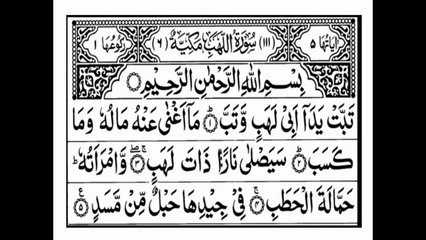Yada. Stretch the dal. This is the smallest mud, the length is 3 seconds. Yada. Abi. Ba, stretch 1 second. So whenever a ya sakin, a letter with jazm, comes after a zabar, we stretch 1 second. So that's why we're stretching ba ya, like that. Abi.